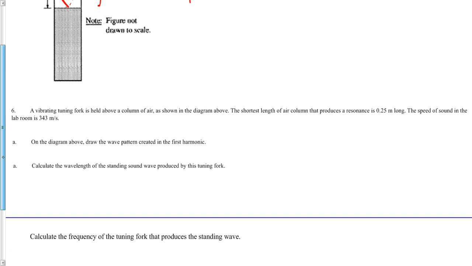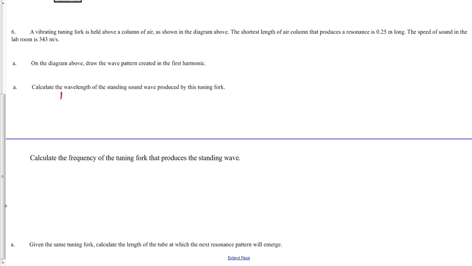Calculate the wavelength produced. That's what we just talked about. 1/4 of a wavelength is the length of the tube. So 1/4 of the wavelength is 0.25 meters. So the wavelength is 1 meter.